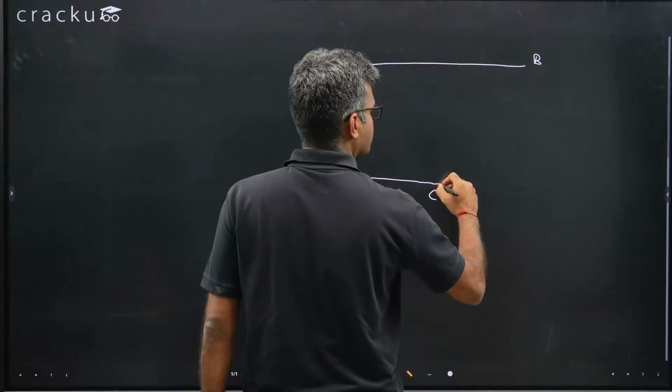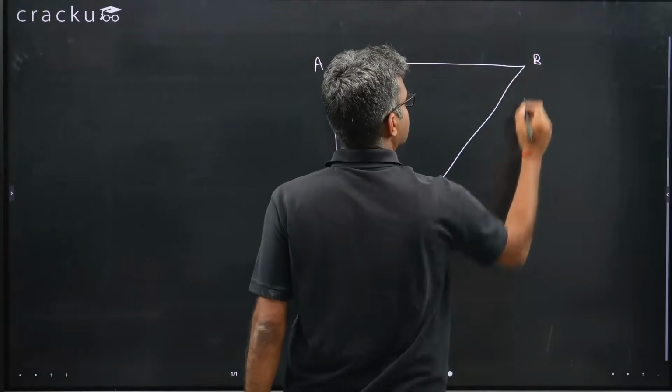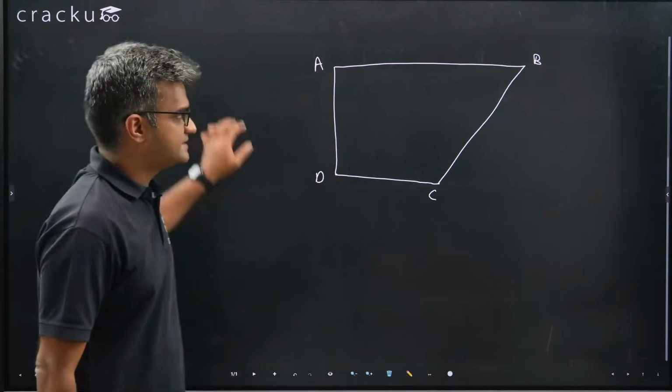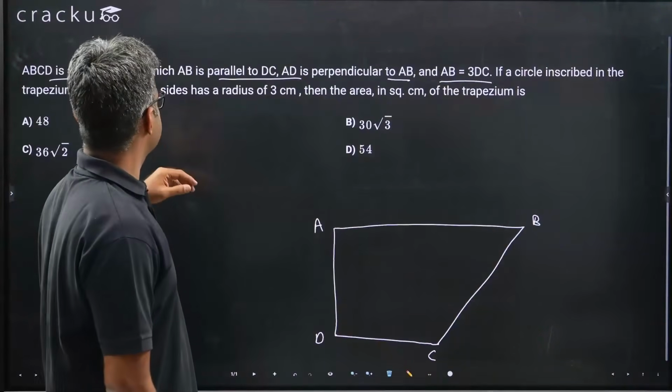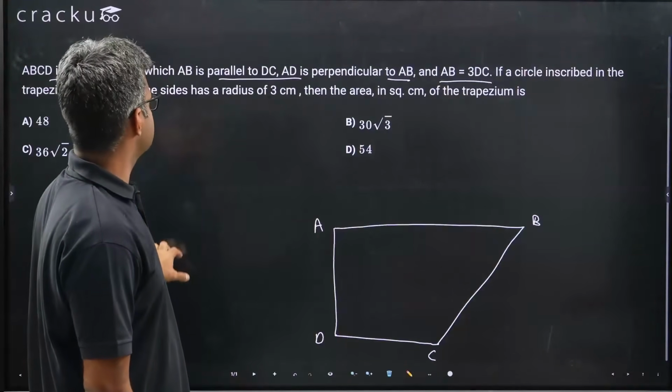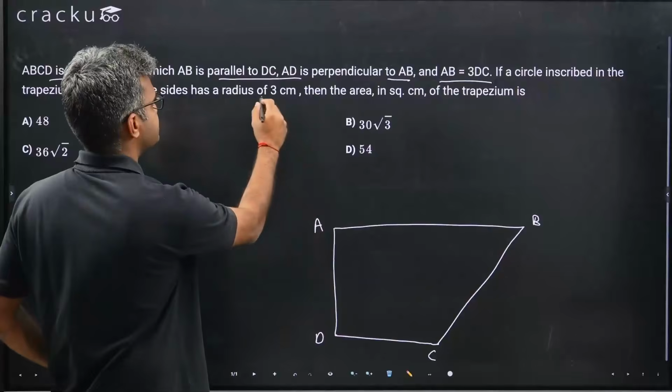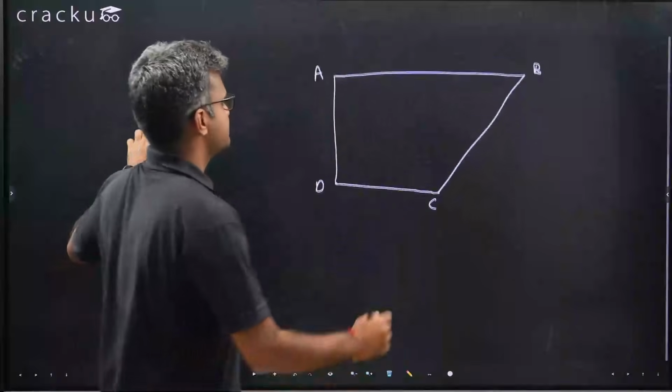The length of AB is 3 times the length of CD. We are told that a circle is inscribed within the trapezium such that all the sides are touched by the circle of radius 3 centimeters. Okay. Then the area of the trapezium has to be calculated.